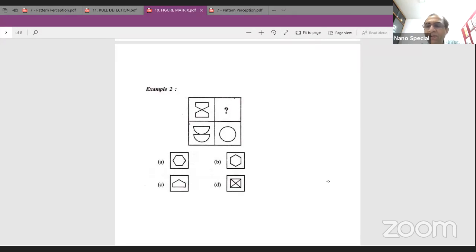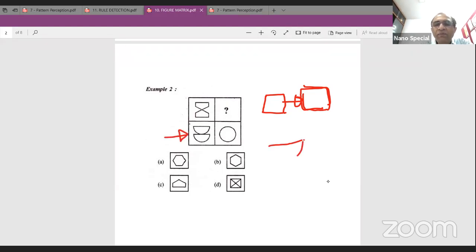Now let's look at this. Here, obviously, what is the logic? What's the logic that we are trying to form here? The figure in one square is leading to the figure in the second square, horizontally. Each row has a logic. There is no vertical logic. There is a horizontal logic. So in the second one, what has happened?